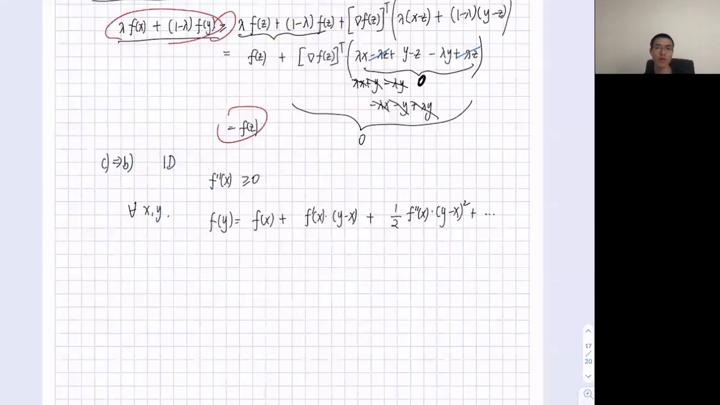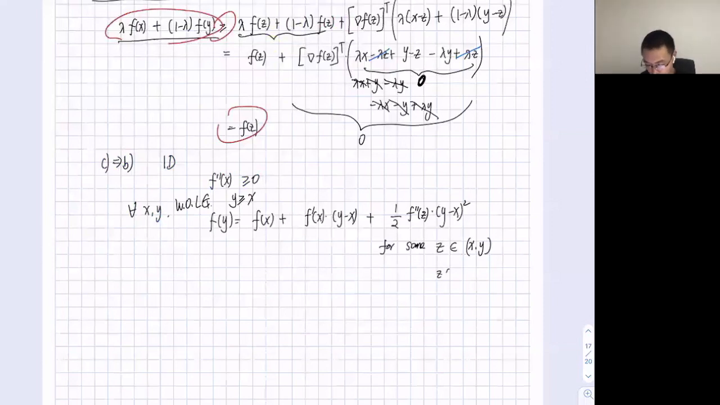Now you have different versions of the Taylor expansion. If you have an analytic function, then if you sum all these infinite terms, you will get exactly f of y. That is the definition of being an analytic function. But the original Taylor theorem says it's not f of x, but f of c for some c between x and y. Without loss of generality, we assume y is greater than or equal to x.